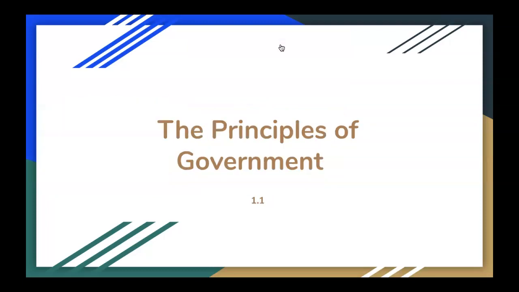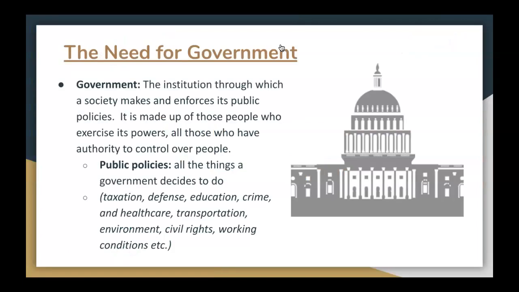Let's get started. The principles of government. What does it take to actually make a government, and what does it take to actually make government run? Let's recap that a government is an institution through which a society makes and enforces its public policies. It is made up of those people who exercise its powers and all those who have authority to control over people. What are policies, though?